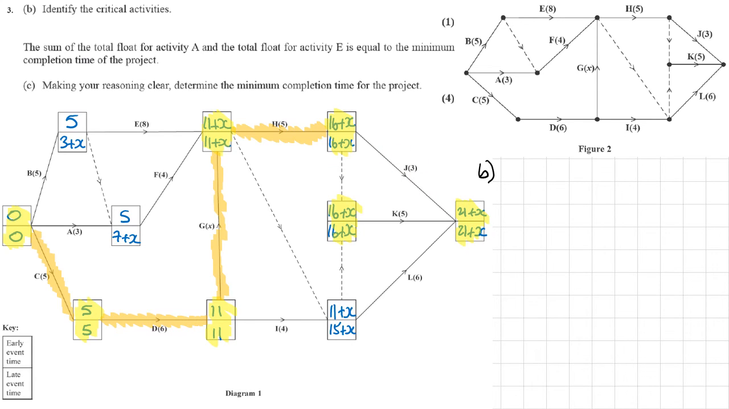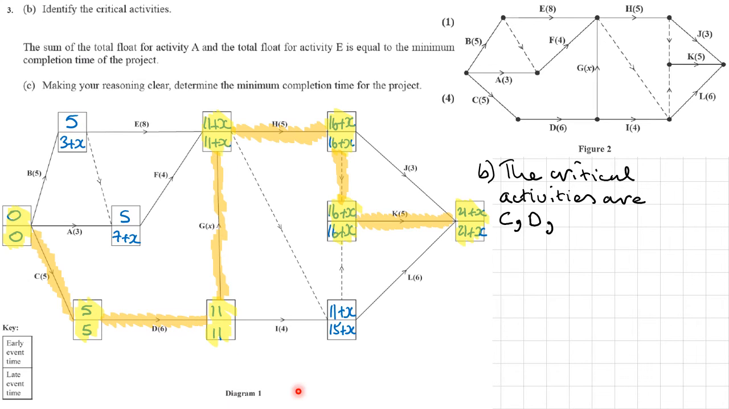However, the dummy here has no weight, so we should still end up with 16 plus x. And then 16 plus x plus 5, yeah, that's 21 plus x. So our critical activities are C, D, G, H, and K.